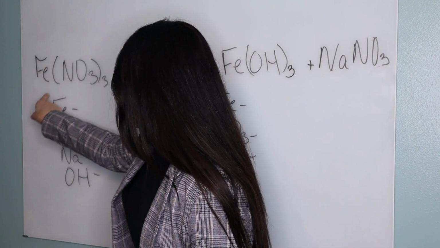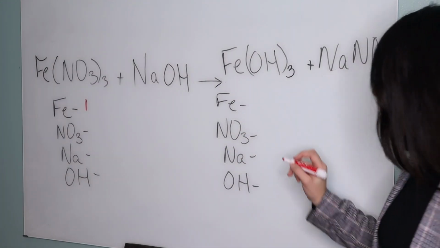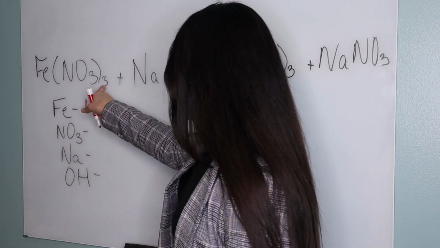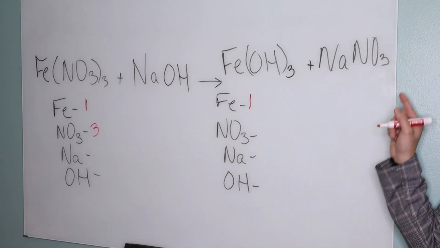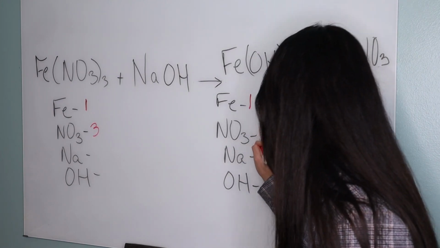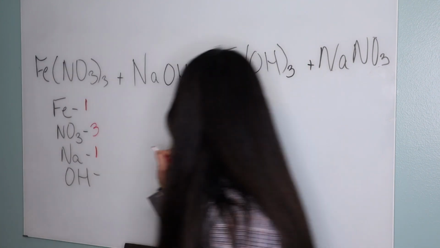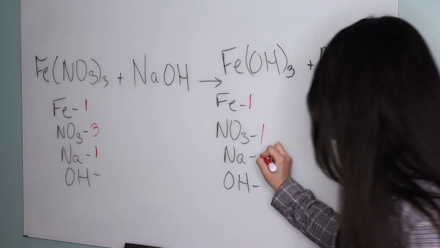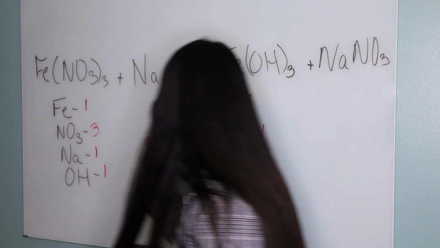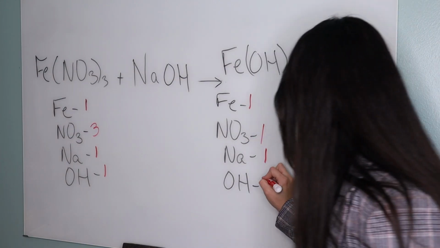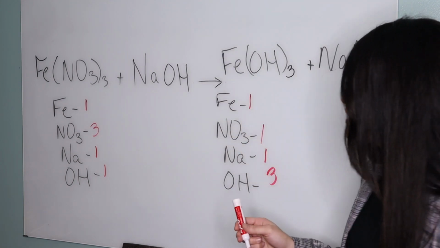Iron, we just have 1 on the reactant side, and on the product side, we have 1. Nitrate, we have 3 on the reactant side, and on the product side, we just have 1. Sodium, we have 1 on the reactant side, and also 1 on the product side. Hydroxide, we have 1 on the reactant side, and 3 on the product side. So iron is 1 and 1, it's matching.